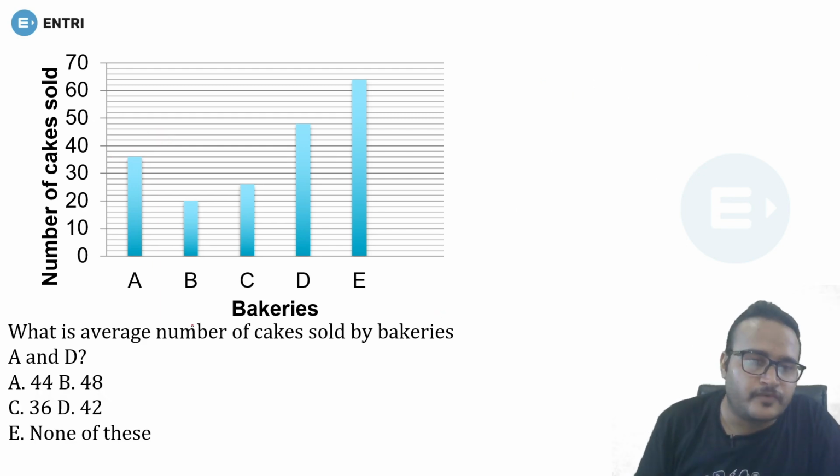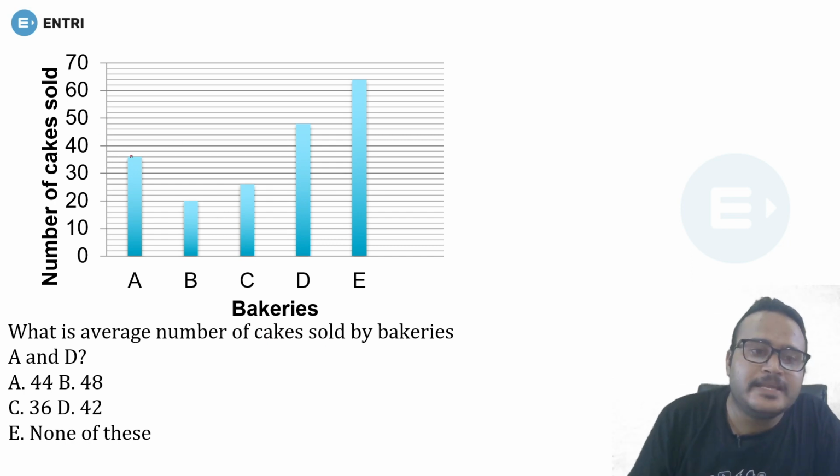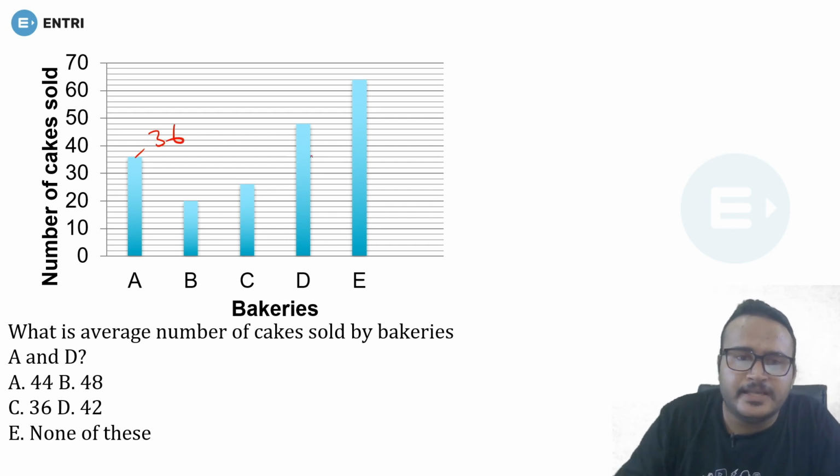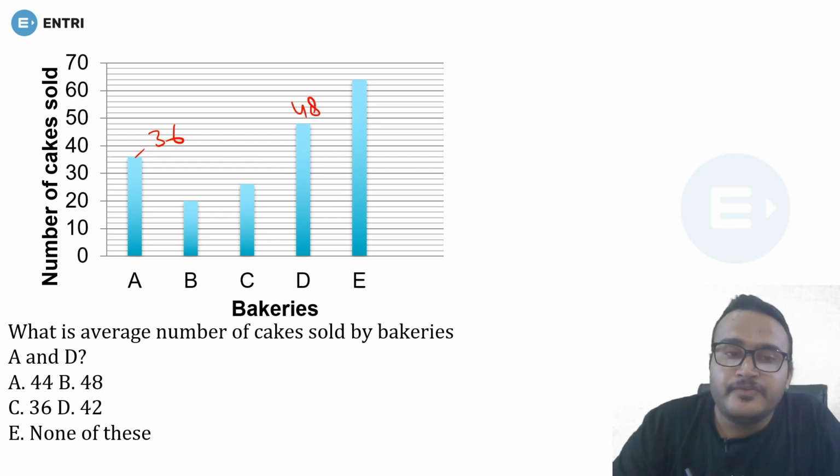Let's move to the next question. What is the average number of cakes sold by bakeries A and D? So how many cakes are being sold by bakery A? So guys, this is 36. And if we talk about bakery D, bakery D sold 1, 2, 3, 4, 48 cakes. And we need to find the average.